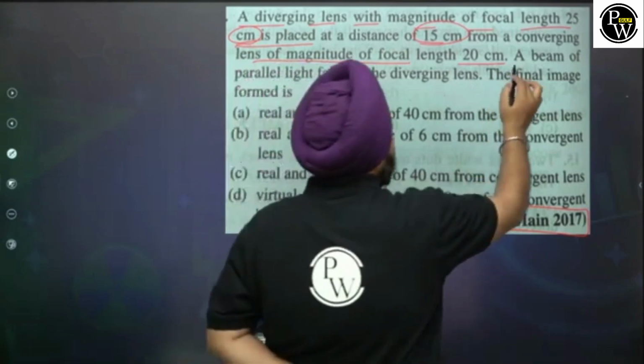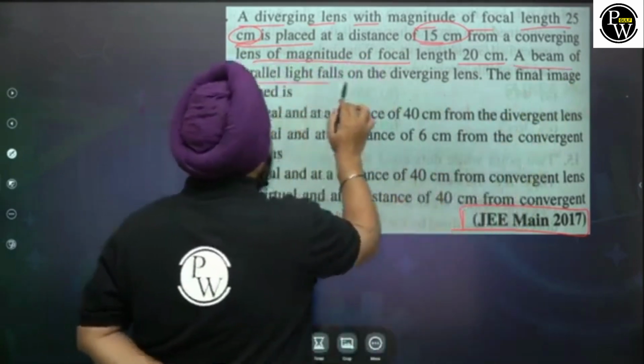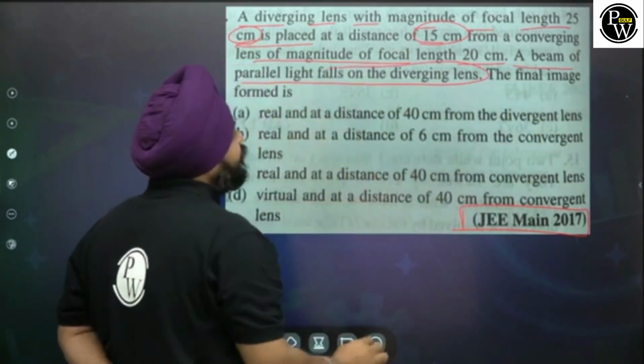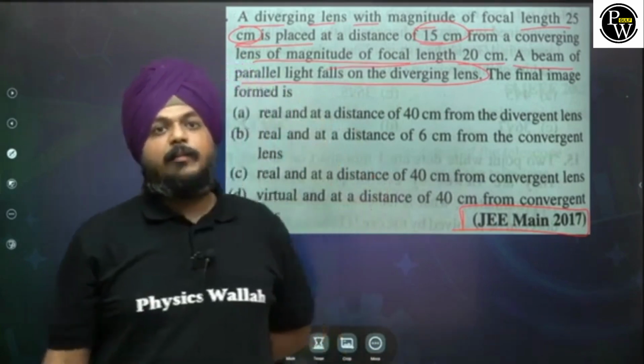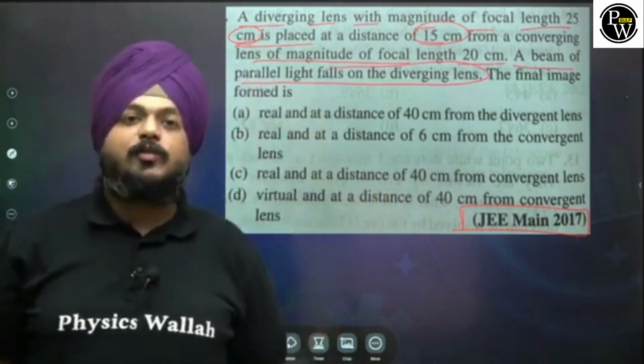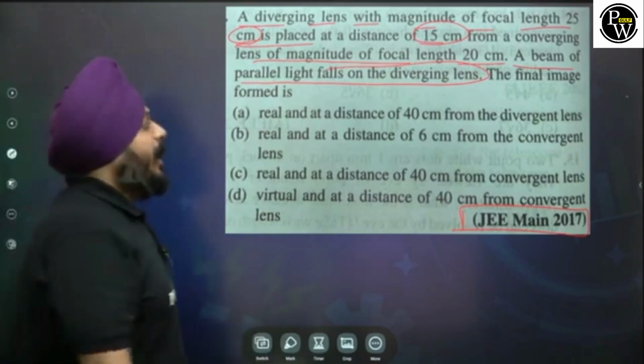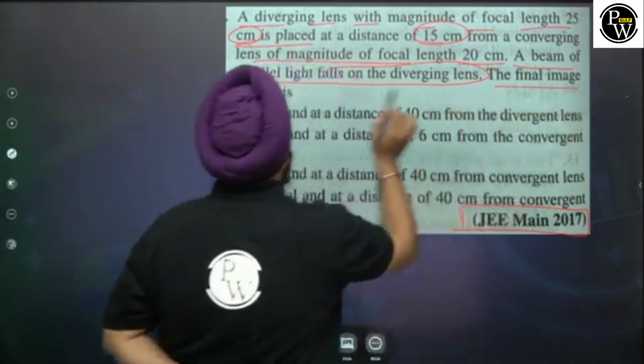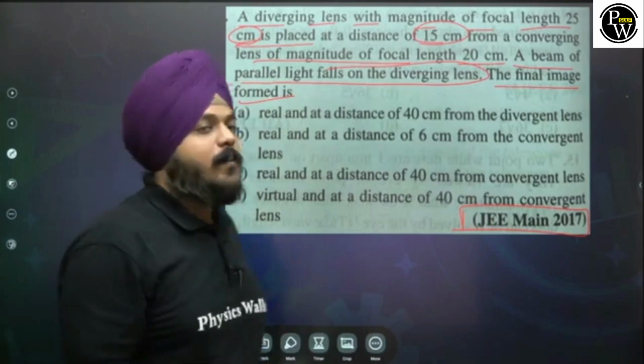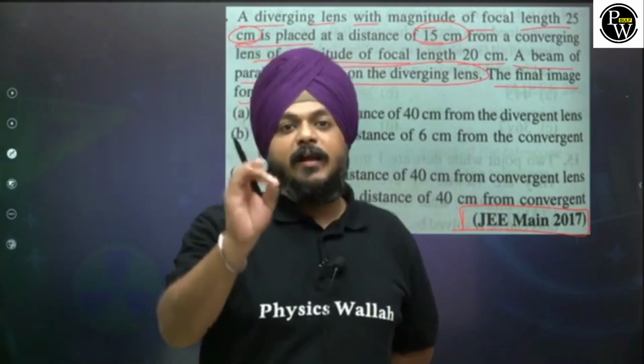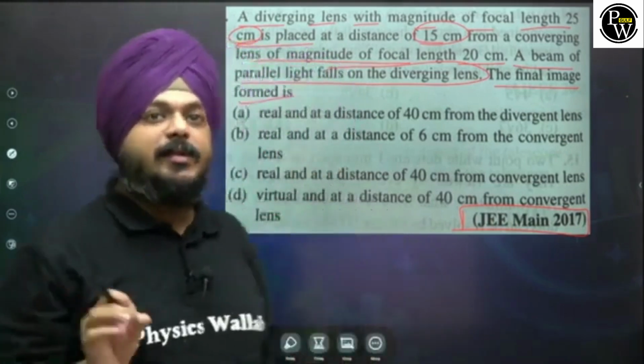Now, the question states that a beam of parallel light falls on the diverging lens. Then at what position is the final image formed?